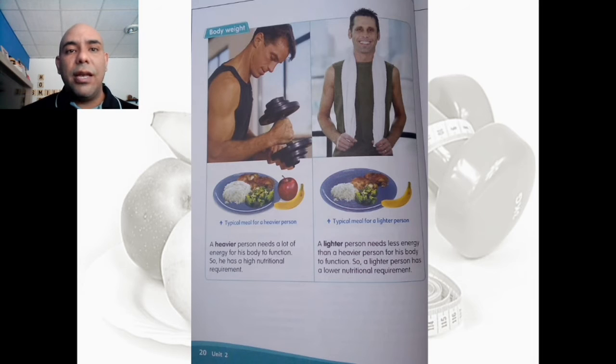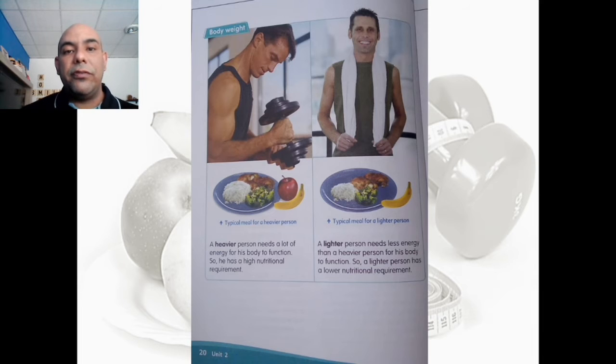On the next page, we have body weight. A heavier person needs a lot of energy for his body to function, so he has a high nutritional requirement. Obviously, a lighter person needs less energy than a heavier person for his body to function. So a lighter person has a lower nutritional requirement.